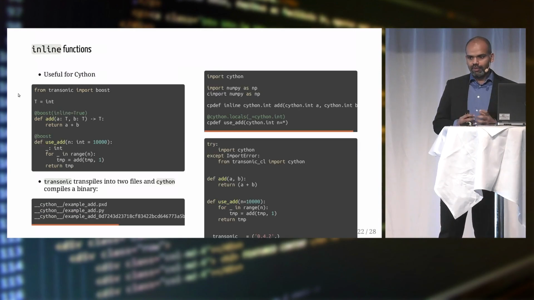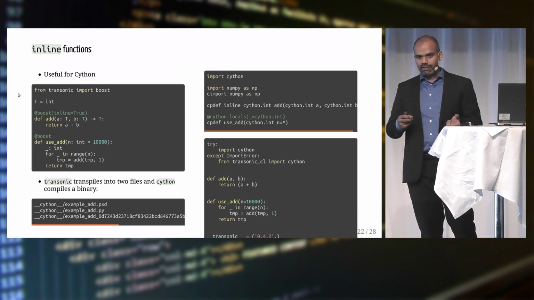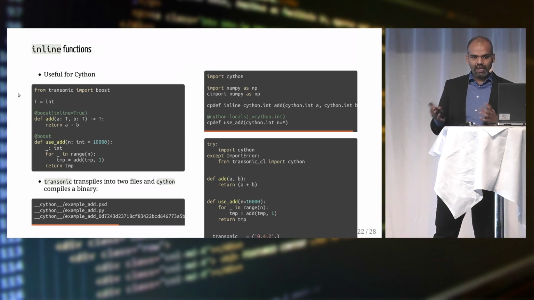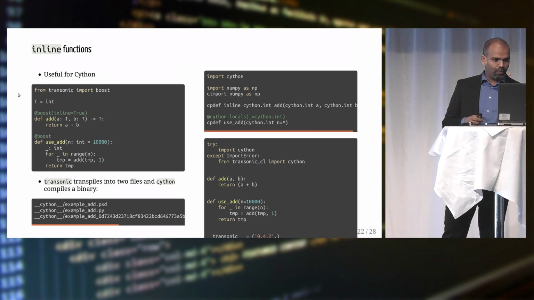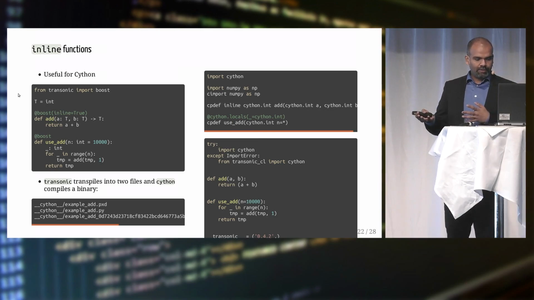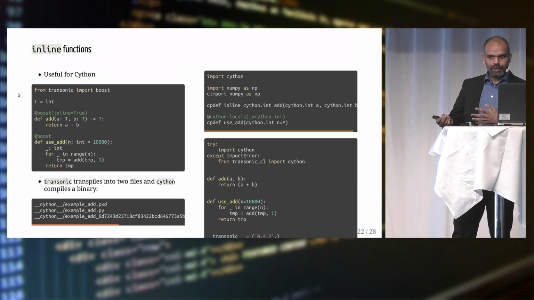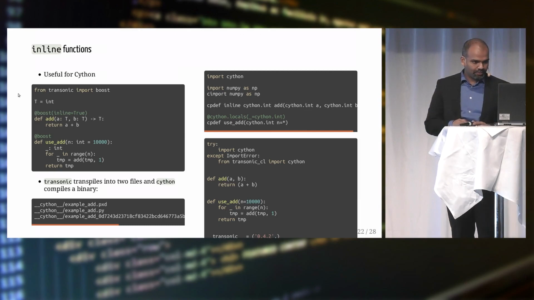Python also supports inline functions. Inline functions are comparable to the C inline, which are somewhat faster. So we have a keyword argument, boost inline equal to true, and that will be an inline function for Python. And on the right-hand side, you can see the generated code. As you can see, when you have to write Python code, you will end up writing some boilerplate code, which is avoided by Transonic.